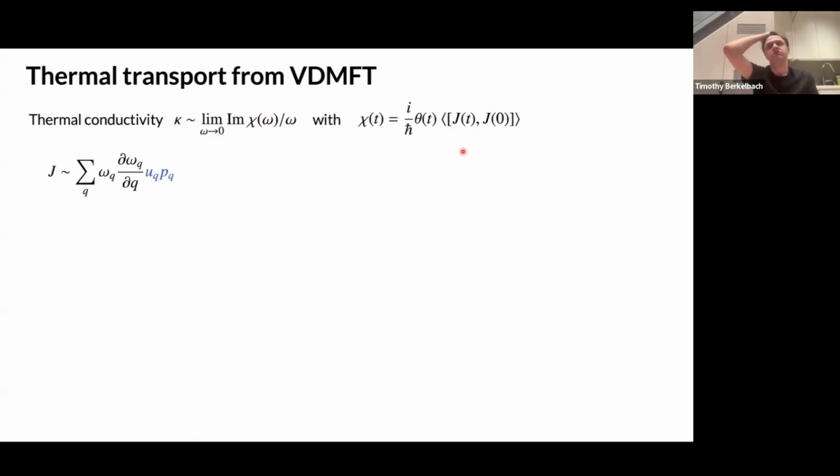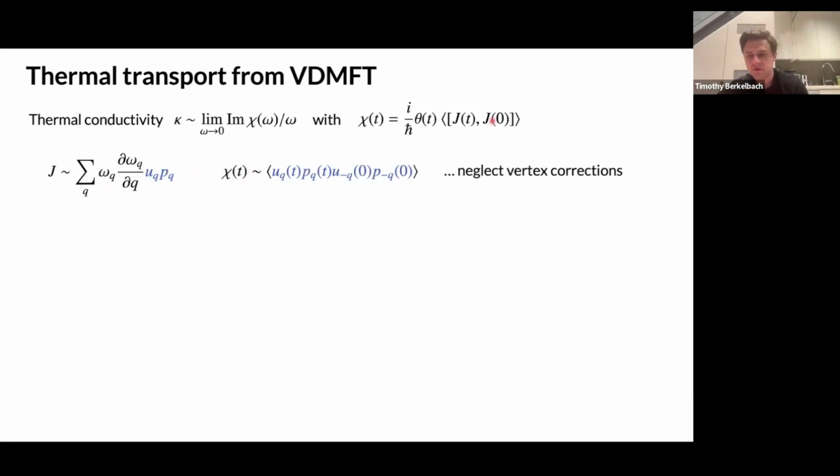So for phonon problems or for nuclear degrees of freedom, the current operator has a couple of components. The phonon frequency itself, something like the velocity of phonons or the slope of the phonon dispersion relation. Of course, this is like the speed of sound for the acoustic phonons. And then it's the product of the phonon displacements and the phonon momentum. So you can think of this as kind of like a two-body quantity.